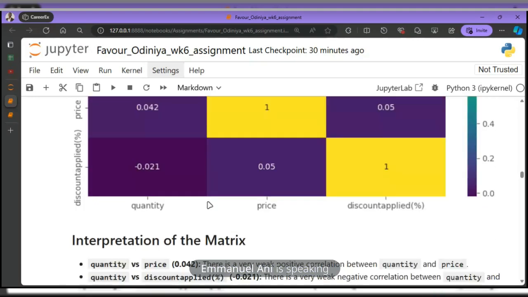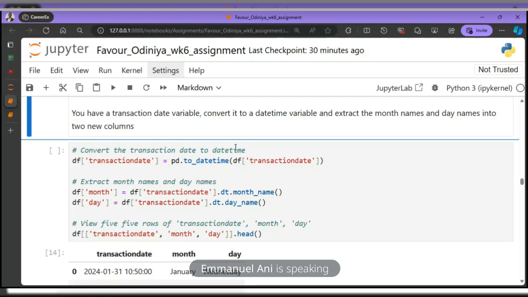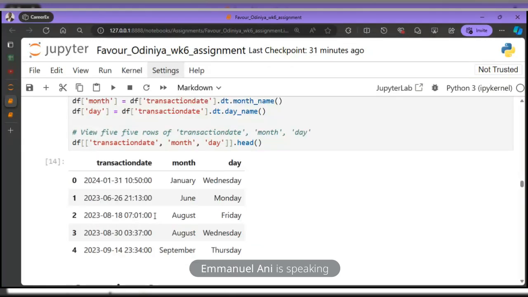All right. So question five. Now I needed you to convert the date variable into an appropriate date time data type. So we use pd.to_datetime to do that, and then we can extract. I asked you to extract the month names and the day names into two new columns. So that is what we have here.